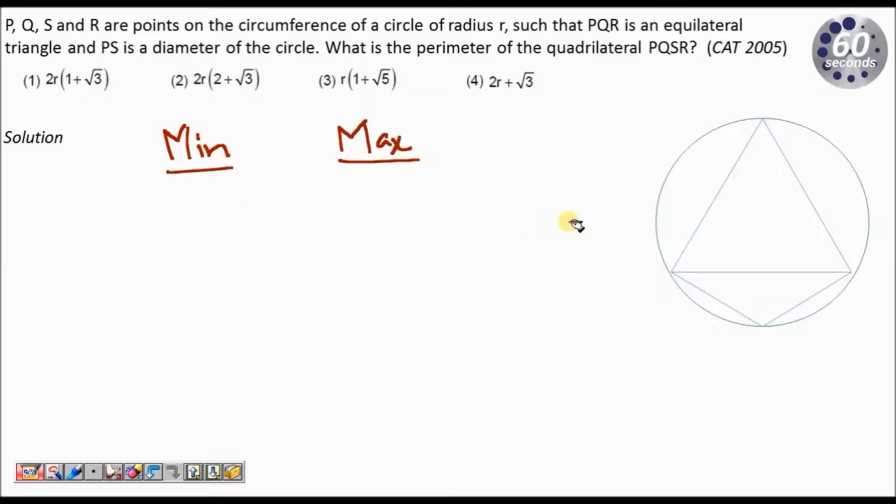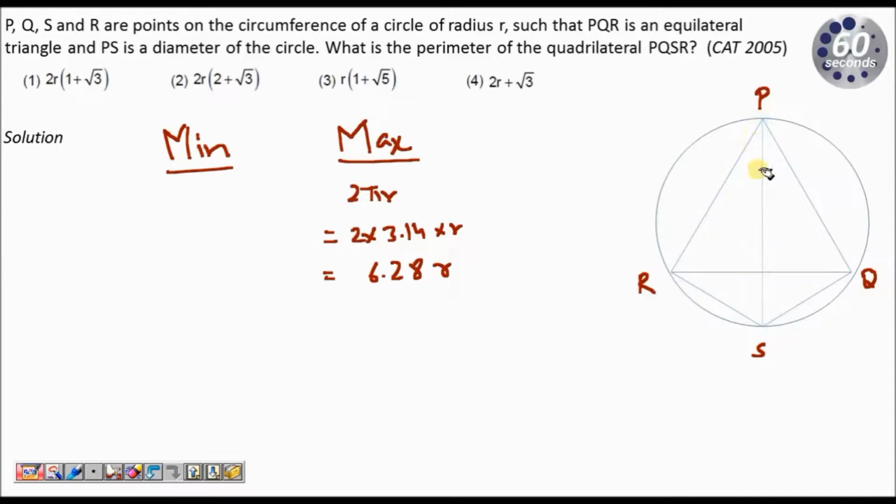Now let's look at the maximum value. Can I say the perimeter of this quadrilateral will definitely be less than the perimeter of the circle? The perimeter, or circumference, of the circle is 2 pi R. The perimeter of the quadrilateral will definitely be less than that, because this straight line PR will definitely be less than the arc PR. So 2 into 3.14 into R, I get 6.28R.